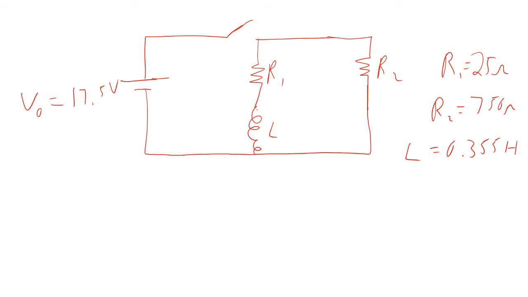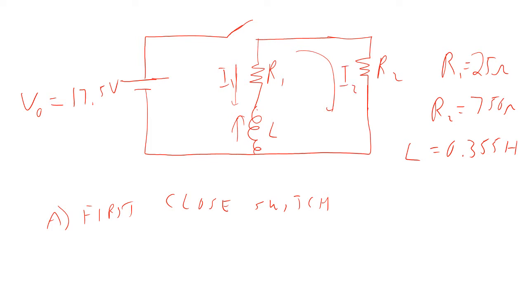So first step, when you first close the switch, then current starts flowing this way. The resistor is fine with current, but the inductor resists current flow. So step A, when you first close the switch, we can call the currents I1 and I2. I1 is 0. The inductor resists current flowing, so no current initially flows on that path right there.